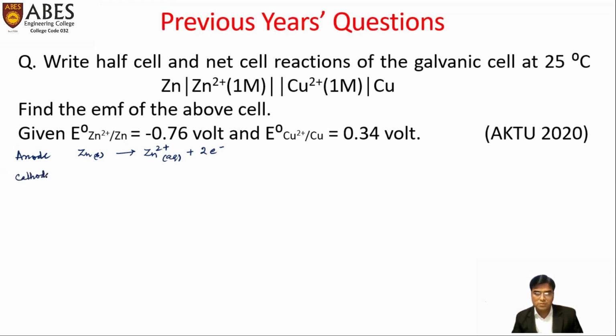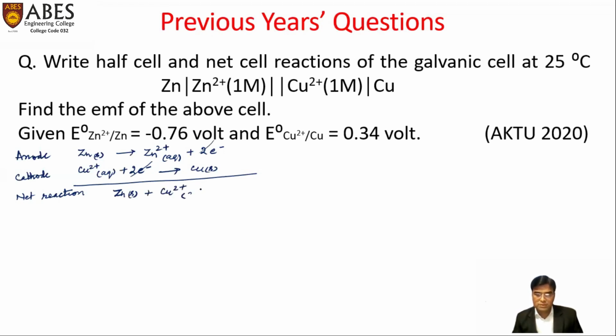At cathode, copper 2 plus aqueous is taking up these 2 electrons to convert to copper solid. These cancel out. So net reaction becomes zinc solid plus copper 2 plus aqueous converts to Zn2 plus aqueous plus copper solid.